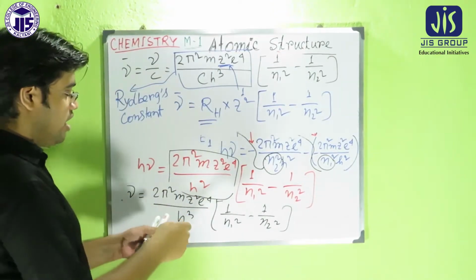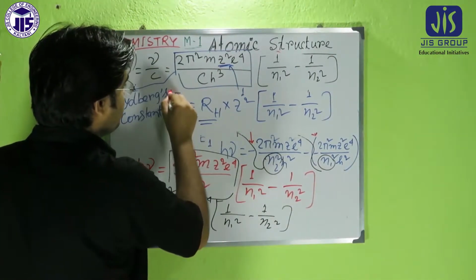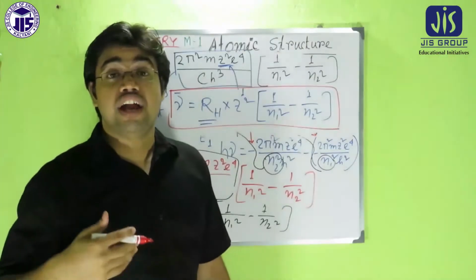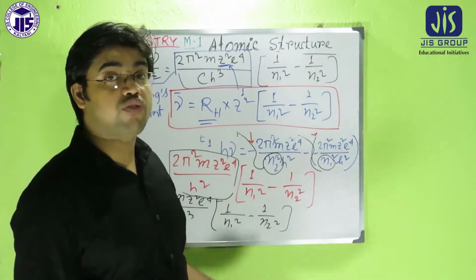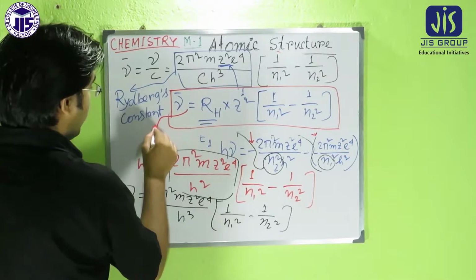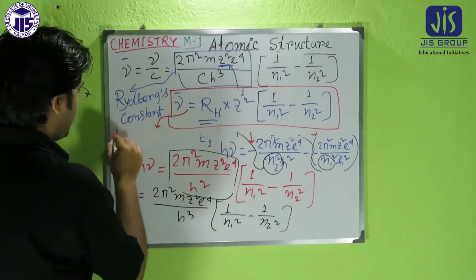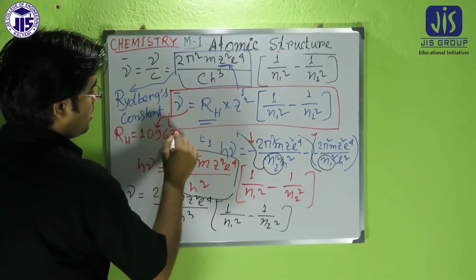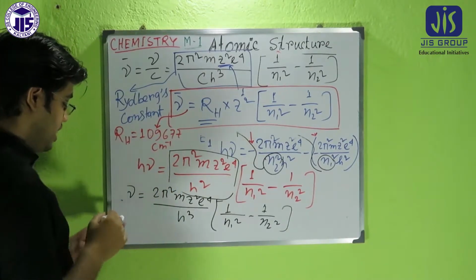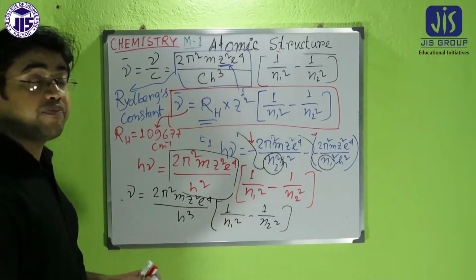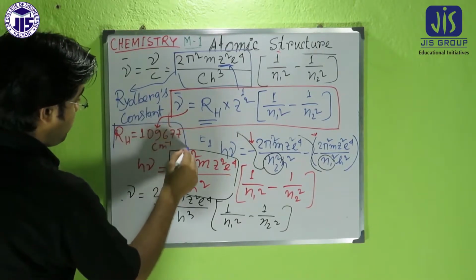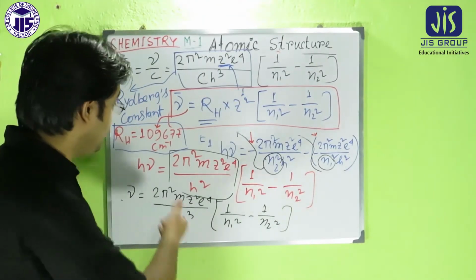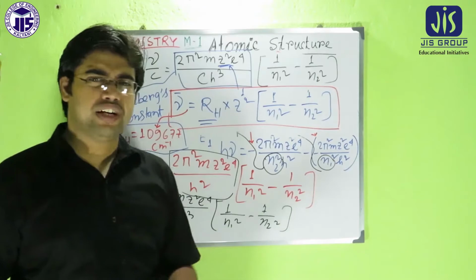So now this equation is the final expression, and you have to keep it in mind, because it is very important for understanding the spectral nature of the atom, or the spectral characteristics of the atom. Here the value of RH, that means the Rydberg constant, equals 109677 centimeter inverse. You have to keep in mind that value. Normally it will be given in the question, but you can keep it in mind also.